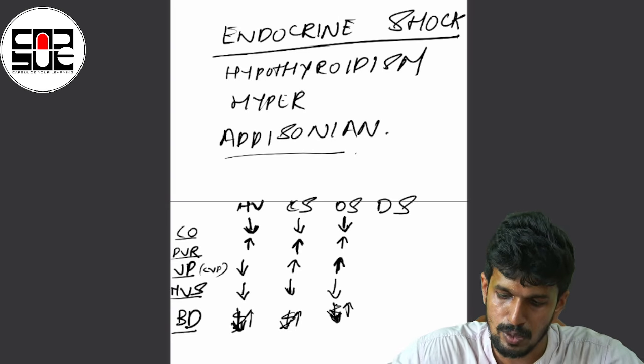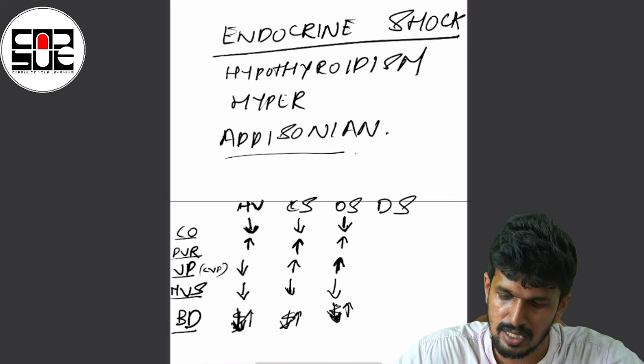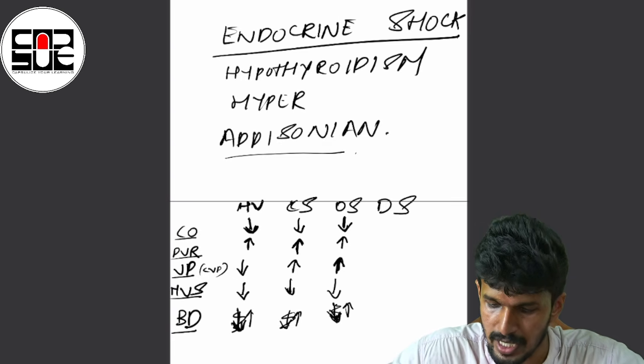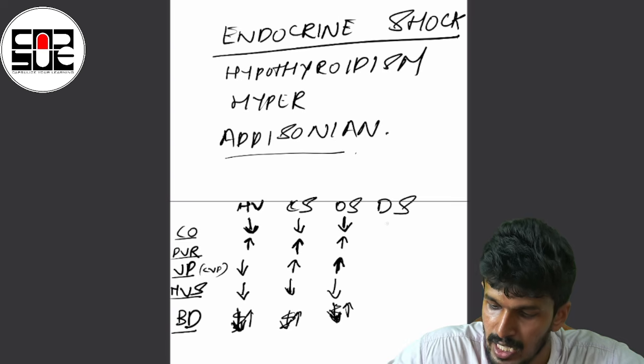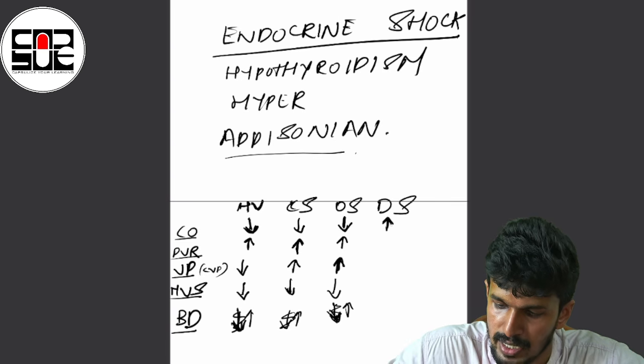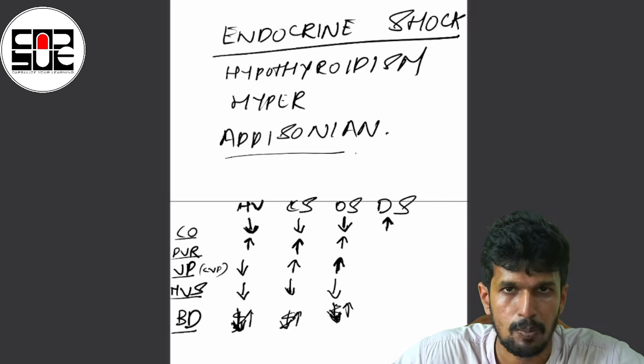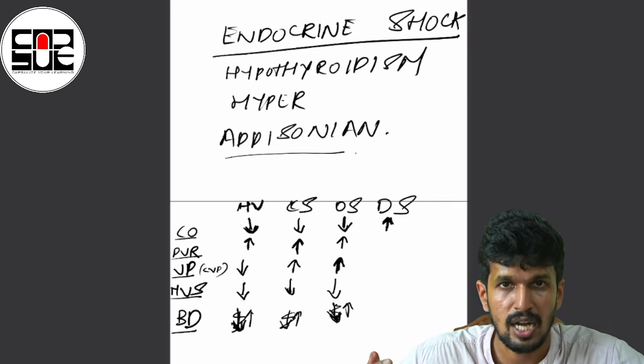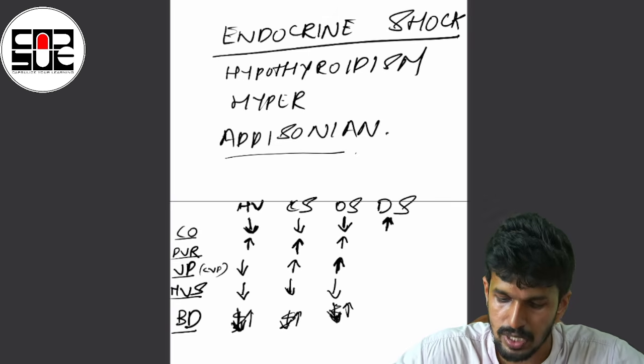This is the next most important thing, distributive shock. This is the most important thing which has difference compared to all other types of shock. As I told, distributive shock is associated with elevated cardiac output. That is a high output cardiac failure. Cardiac output will be increased when it comes to distributive shock.